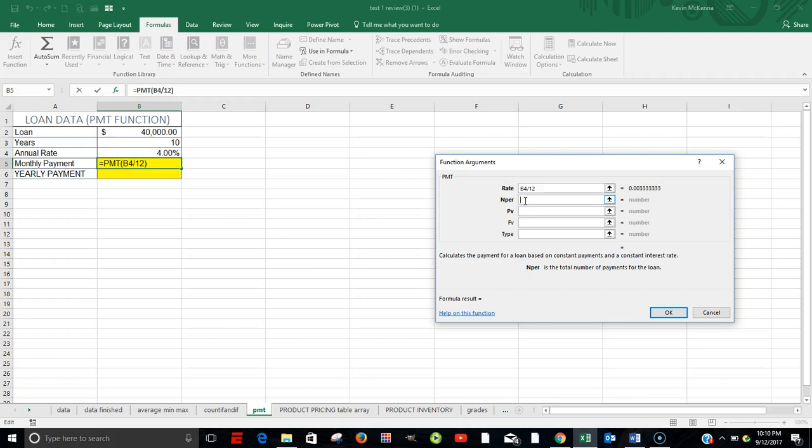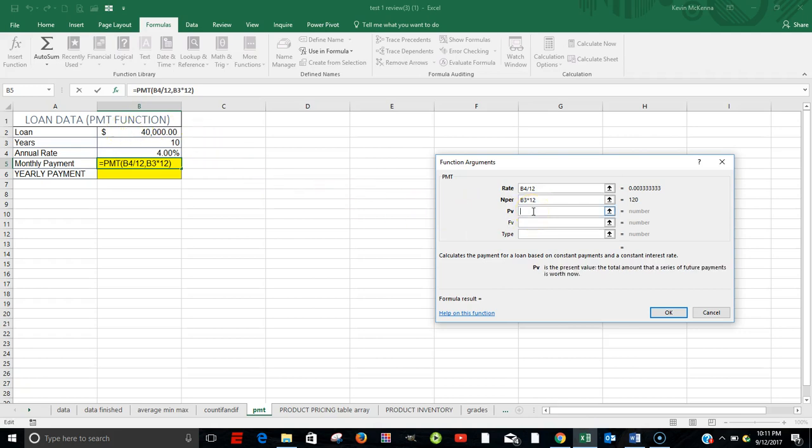NPER are the total payments that you're going to have to make. And how that's determined is by clicking on the 10, which happens to be in cell B3, multiplied by 12, because it's 12 months in a year. So it's 10 times 12, or B3 multiplied by 12.